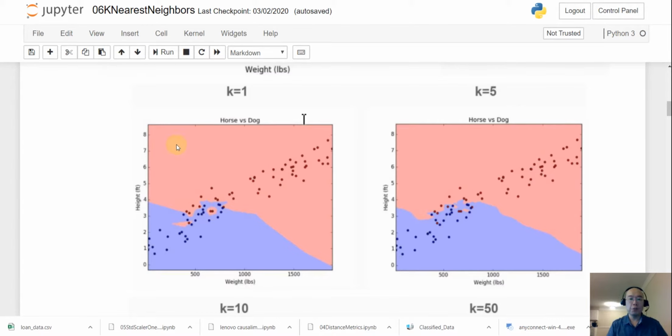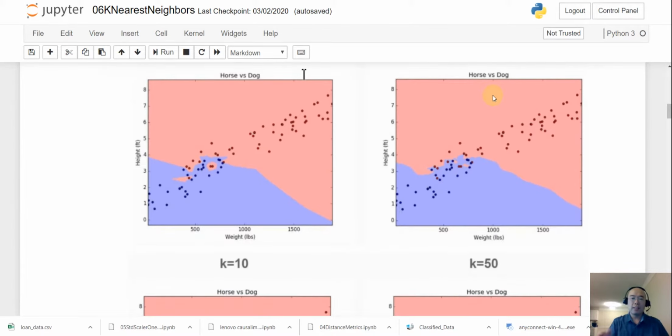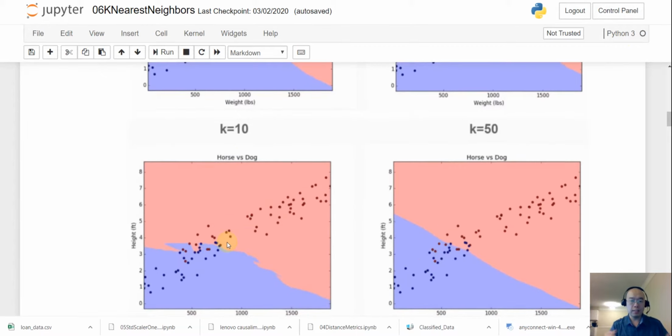If you do k equals 5, the model gets a little bit smoother, and if you do k equals 10, it is even smoother. If we do 50, the decision boundary becomes just a linear boundary. When you pick k large enough, we are just doing majority voting. When you do k equals 50, I would say it is already over-smoothing. So this is a hard question.